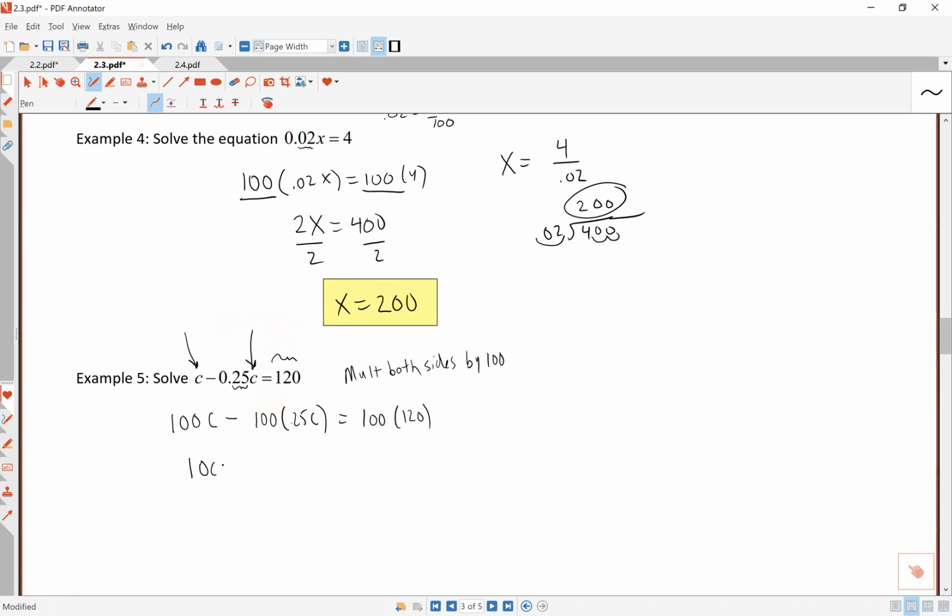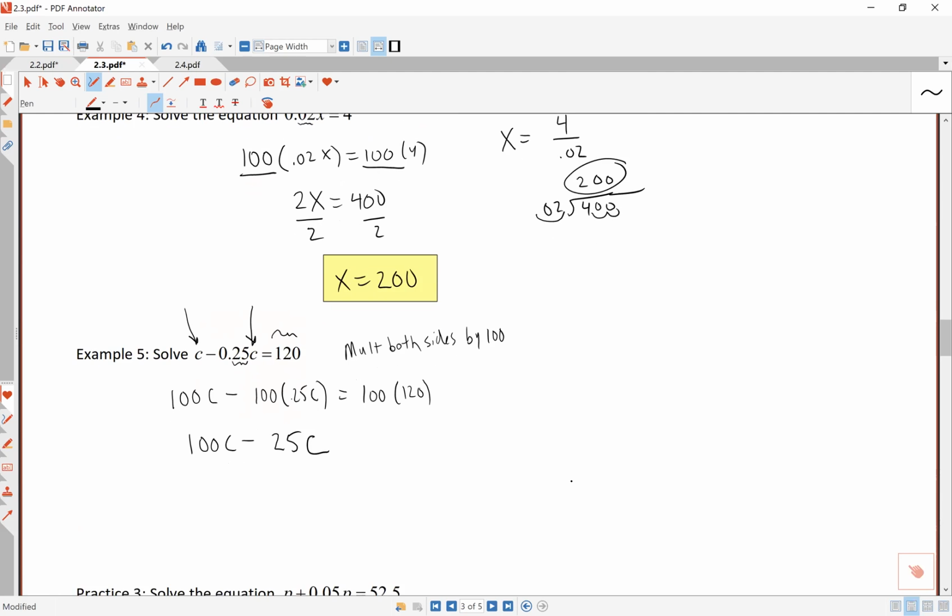I get 100C, and 100 times 0.25 is 25. Remember, when you multiply something by 100, it moves the decimal 2 spaces to the right. And then 100 times 120 is 2 spaces to the right, 12,000. Now it's a little easier to see. 100C minus 25C is 75C equals 12,000.